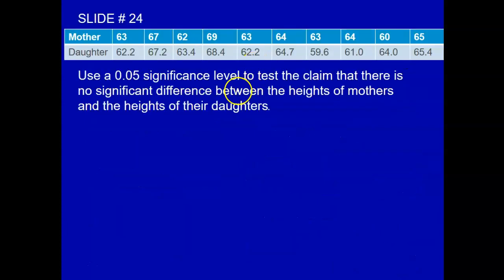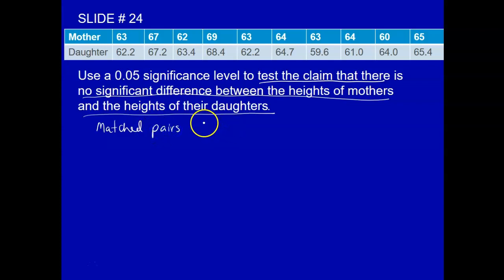Okay, the next one here, use a 0.05 significance level to test the claim that there is no significant difference between the heights of mothers and the heights of their daughters. So these are paired up. It's a mother and a daughter. So these go together. So this is going to be the matched pairs kind, or the 2 sample mean dependent. So they depend on each other.